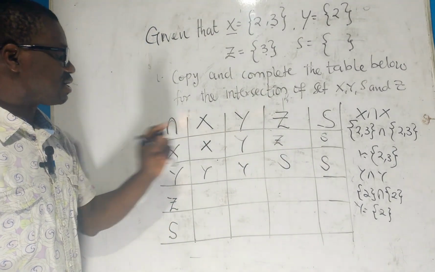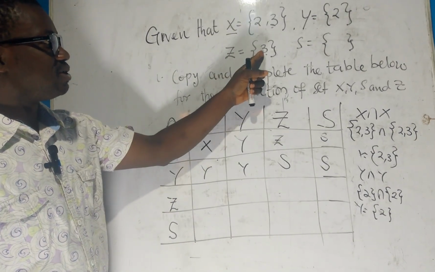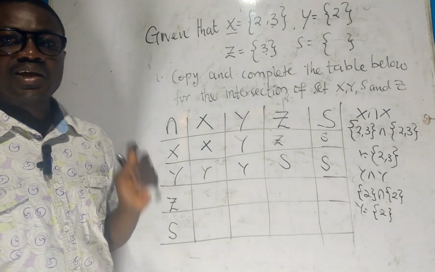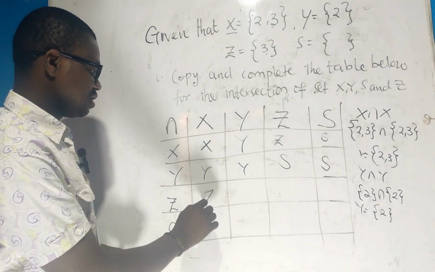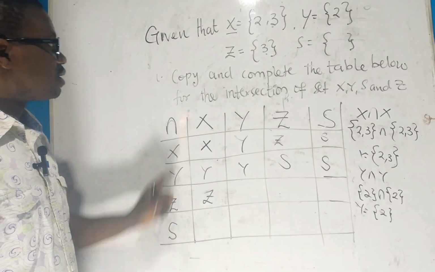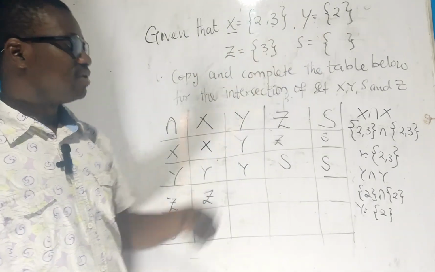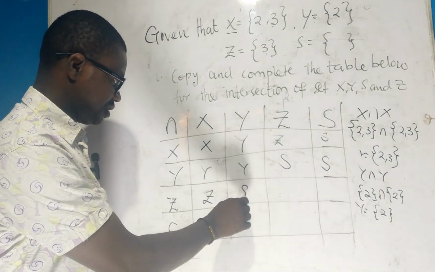Then z intersection x. Z and x, the common element is 3. And which set contains only 3? That is z. So we put the z there. Let's move on. Z intersection y. Similarly, there is no common element, so the empty set is s.